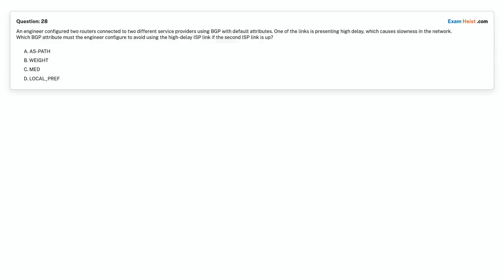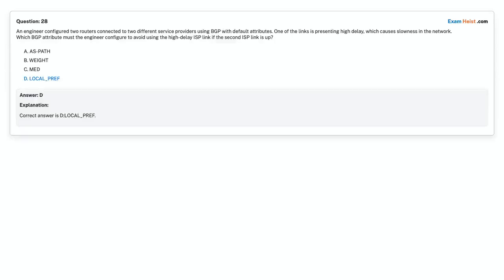Question 28. An engineer configured two routers connected to two different service providers using BGP with default attributes. One of the links is presenting high delay, which causes slowness in the network. Which BGP attribute must the engineer configure to avoid using the high delay ISP link if the second ISP link is up? Option A, AS path. Option B, weight. Option C, MED. Option D, LOCAL_PREF. Choose the correct answer. Correct answer is option D, LOCAL_PREF.